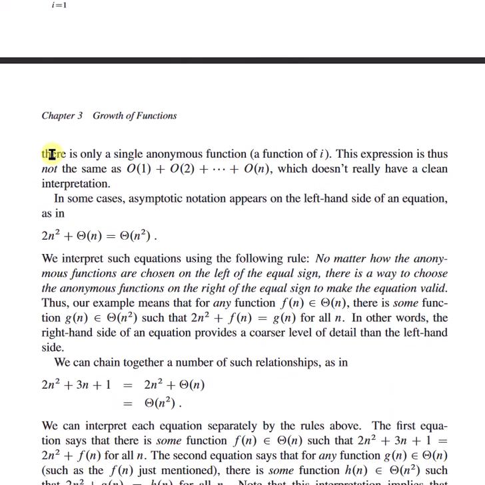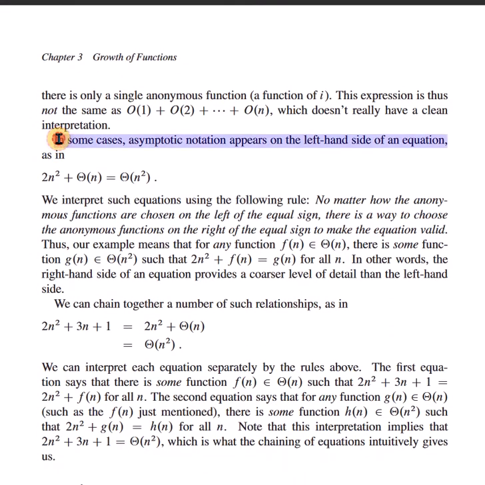In some cases the asymptotic notation appears on the left hand side of the equation, as in 2n square plus theta of n equal to theta of n square. We interpret such equations using the following rule. No matter how the anonymous functions are chosen on the left of the equal sign, there is a way to choose the anonymous functions on the right of the equal sign to make the equation valid.